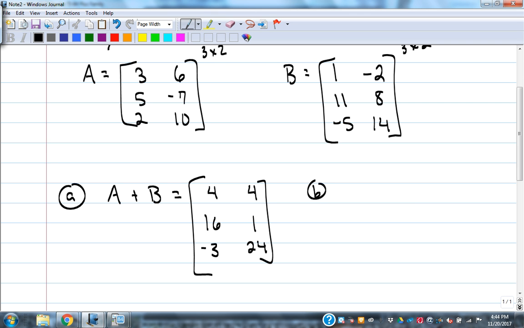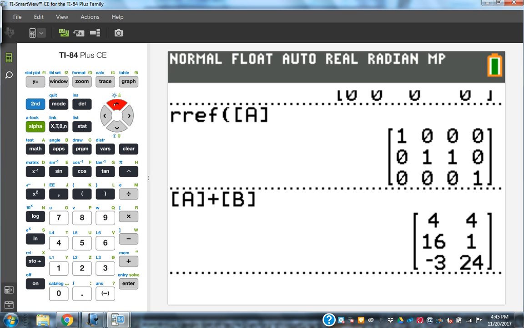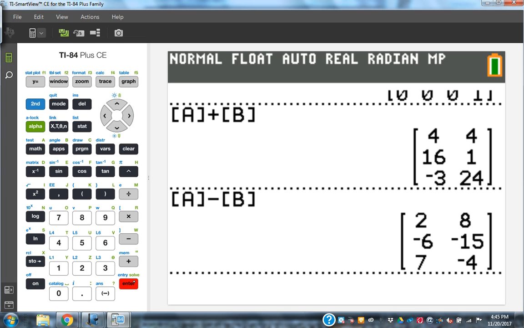So if we did example B, we did A minus B. 3 minus 1 is 2. 6 minus -2 is 8. 5 minus 11, -6. -7 minus 8 is -15. 2 minus -5, 7. 10 minus 14 is -4. Subtraction. Great thing about the calculator is I could go up here and just grab that operation and then go in here and just change that to a minus sign. And I get the same thing back out of that. So you can use the calculator to do the addition and subtraction.